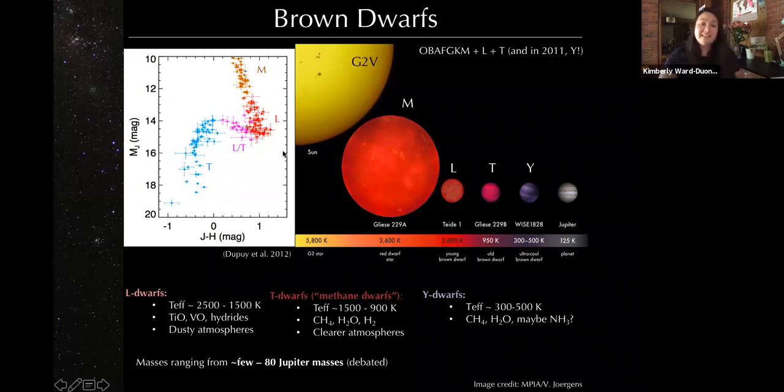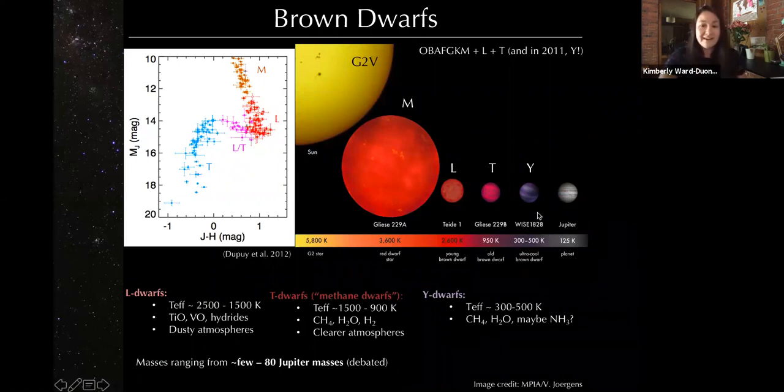To give some context for this, if you look at the sun, a G main sequence star, and you look at a typical M-dwarf, which might be about 3600 Kelvin, eventually as you cease to burn hydrogen, you enter this regime where all of the objects are electron degenerate. So these L, T, and Y type objects are actually all about the same radius as Jupiter.